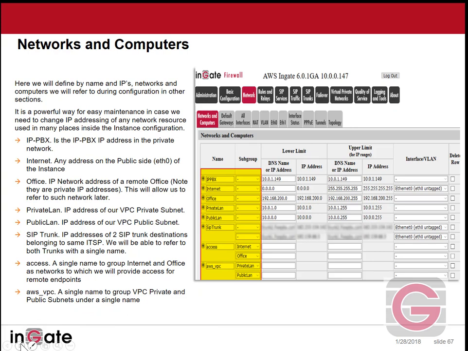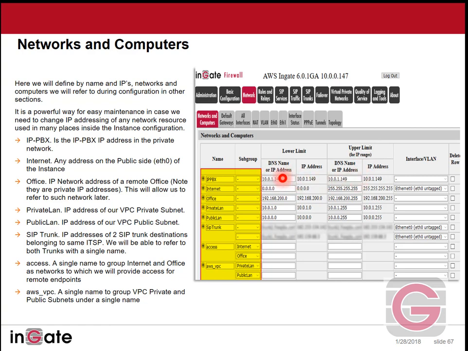Okay, another important component here is what we call networks and computers. This is in the network section. Networks and computers is a way to define names associated with specific IP addresses. For example, in line number one, we are saying IPPBX is a name that we are assigning to the IP address 10.0.1.149. This is the lower limit, and the upper limit is the same address, so there is only one address.